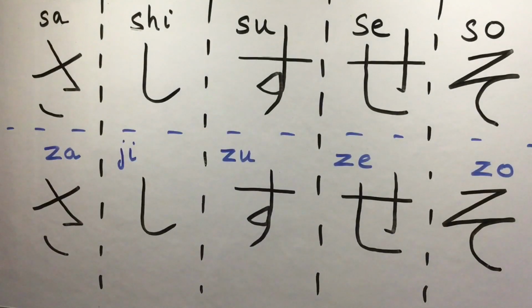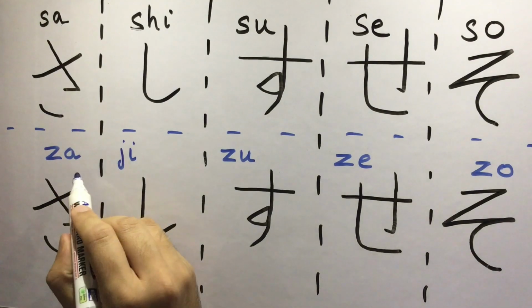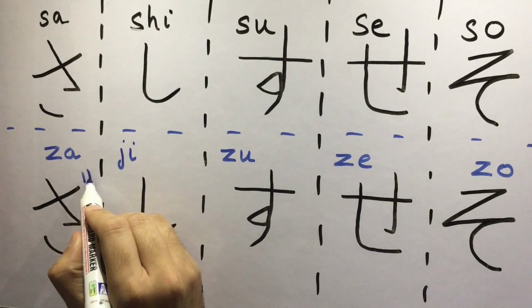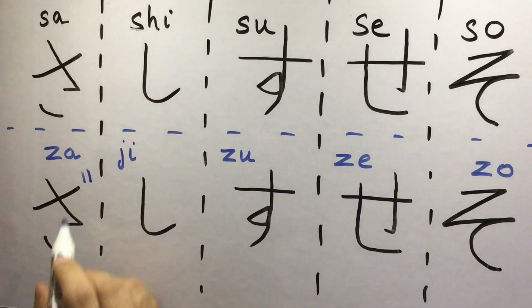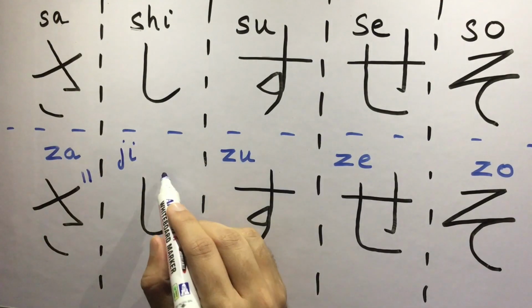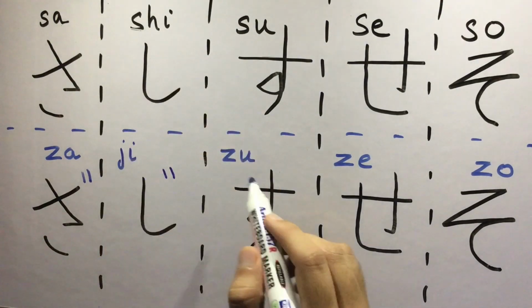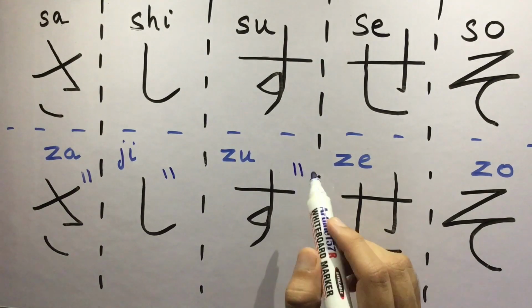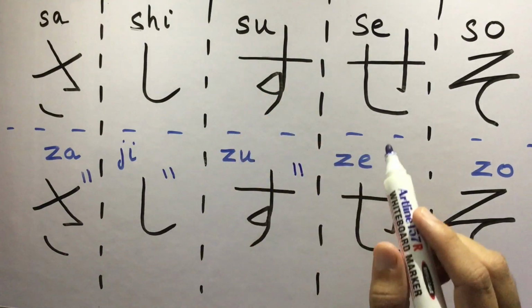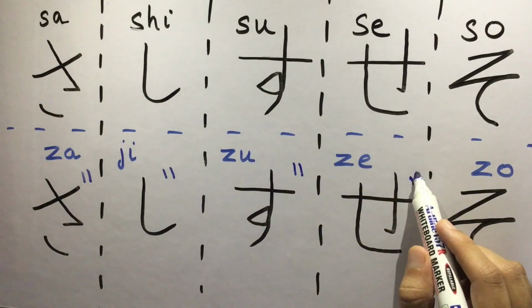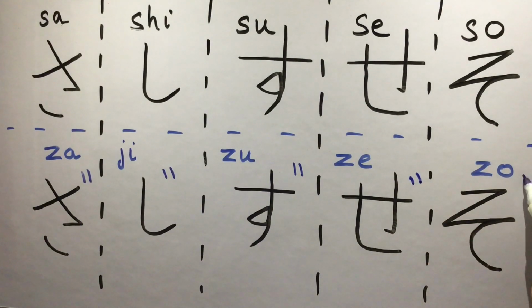Let's form a different set of characters and sounds, that is the voiced consonants from the unvoiced consonants, by adding the Dakuten, or the quotation marks or the parallel lines that I explained to you in my previous lesson. So by adding the Dakuten here, sa becomes za. By adding the Dakuten here, shi becomes ji. By adding Dakuten here, su becomes zu, and se becomes ze. Add the Dakuten here, so becomes zo.